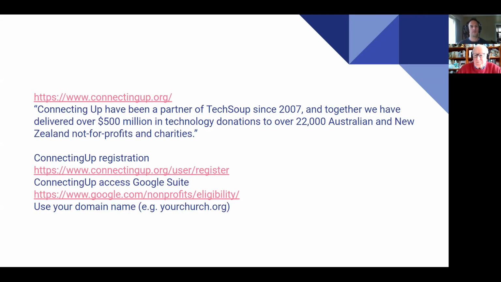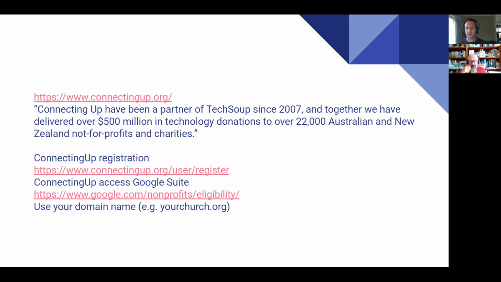I still strongly recommend that you get a Connecting Up account, which is free to do, because you'll get access to discounted hardware and software. For example, if you need one or several new computers, laptops, tablets or phones for your organization, you get access to discounted hardware in that way. There are lots of benefits to getting it, and it's free to register. So I strongly suggest doing that.